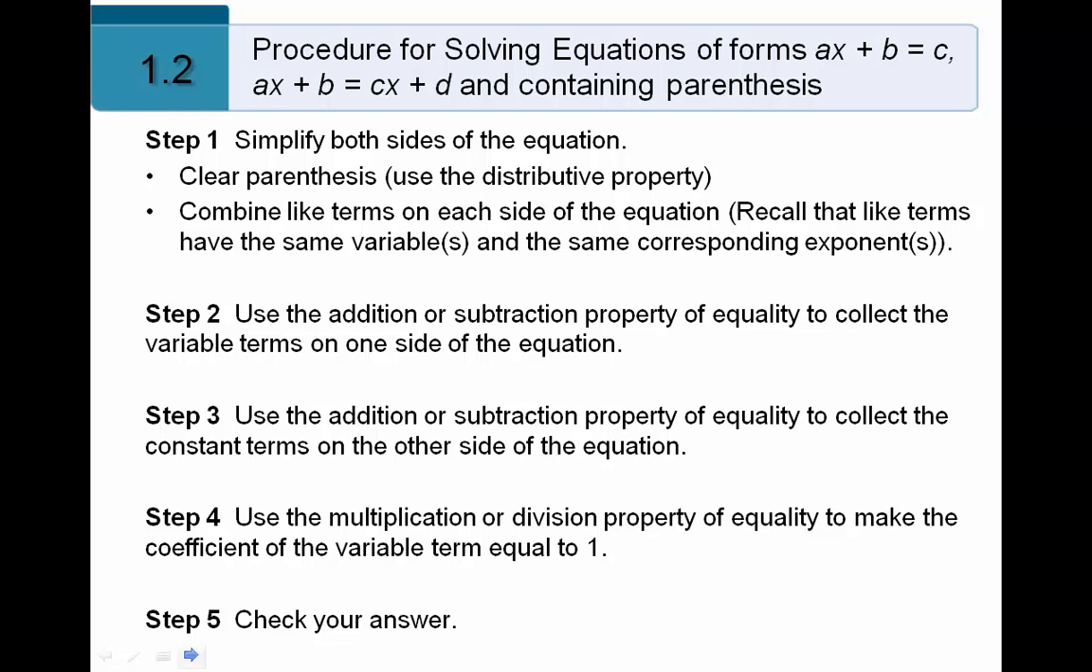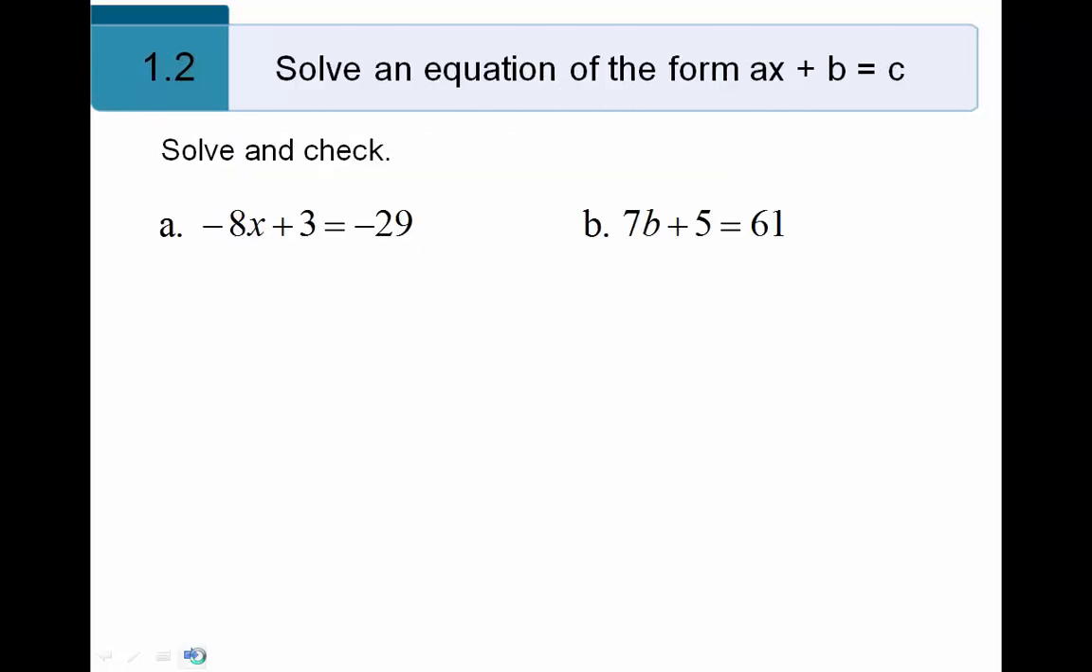Alright, let's look at our first equation. Negative 8x plus 3 is equal to negative 29. Though we may not need all four steps, it's best if you think about all four steps so that when you get to an equation which requires all four steps, you're thinking the same way. Step 1, get rid of grouping symbols, combine like terms. There are no grouping symbols in this equation. The left-hand side of the equation contains no like terms.